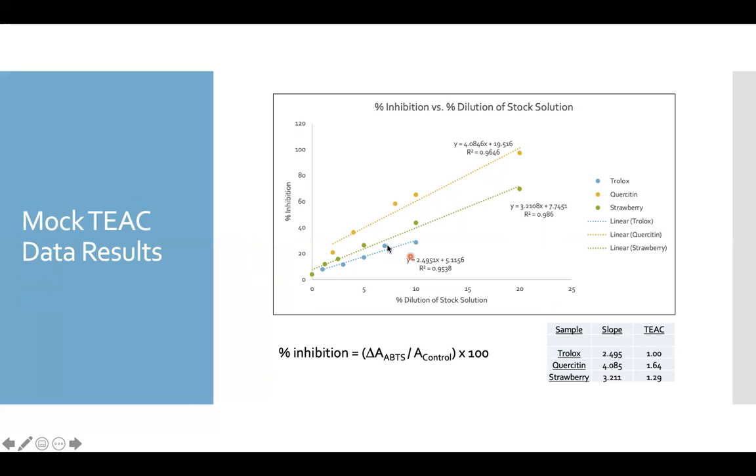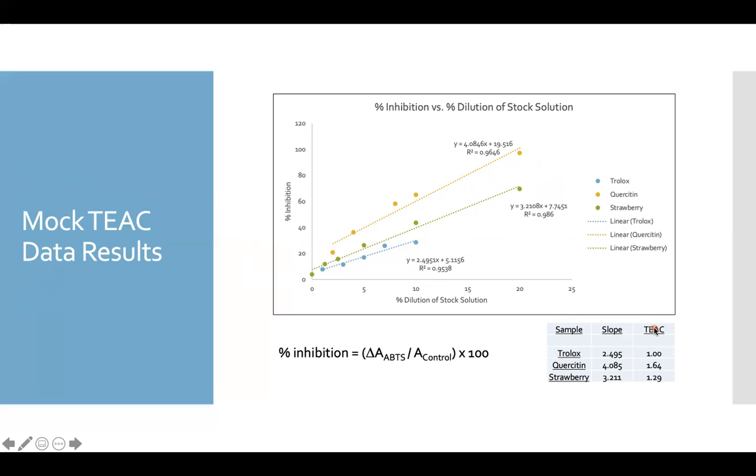Since a higher percent inhibition means a better antioxidant, it can be seen that quercetin actually has the best antioxidant at each dilution, better than strawberry and Trolox. The strawberry was only better than Trolox. This means that strawberries exhibit antioxidant activity.